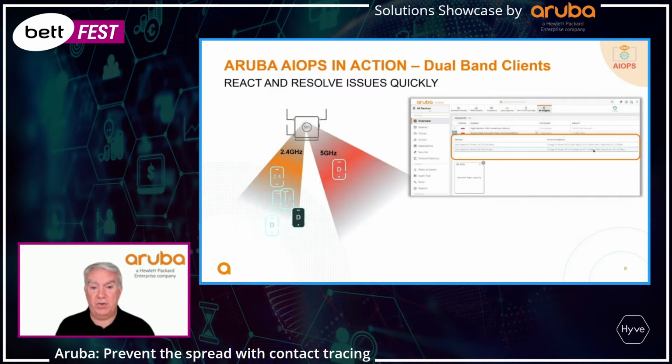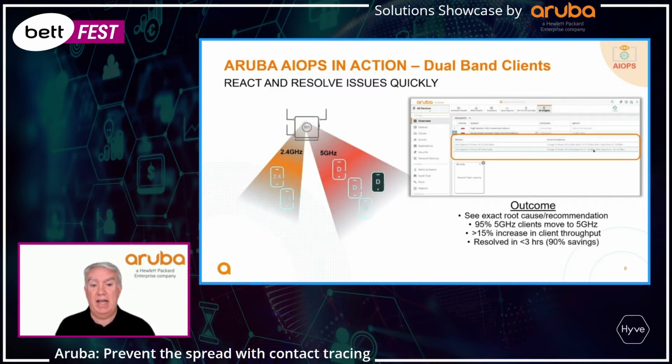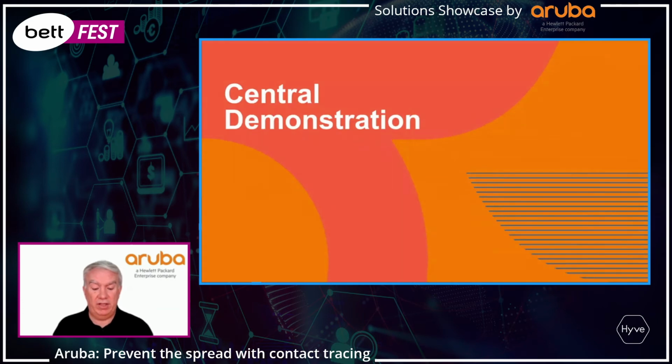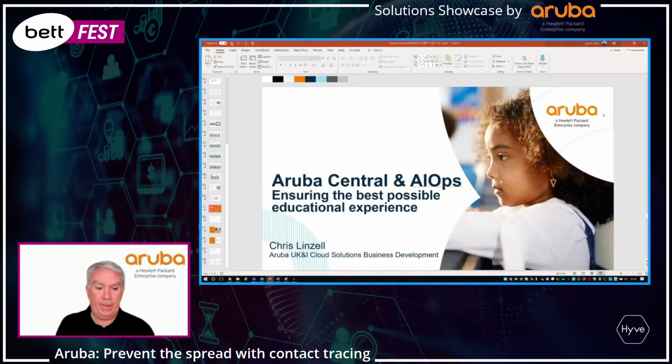And as a consequence of applying those changes, the 5 gigahertz capable devices will migrate to that band, and as a result, those clients will receive a much better user experience across the network. So this is a really good example of how AI Ops helps optimize your network performance. So let's have a look at Aruba Central in action with a brief demo.